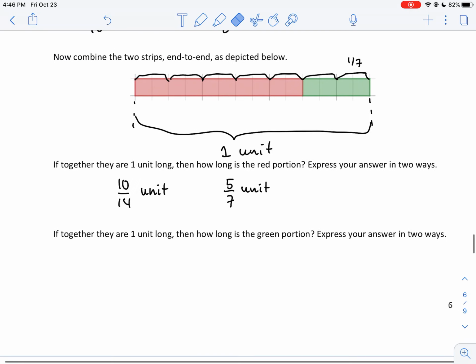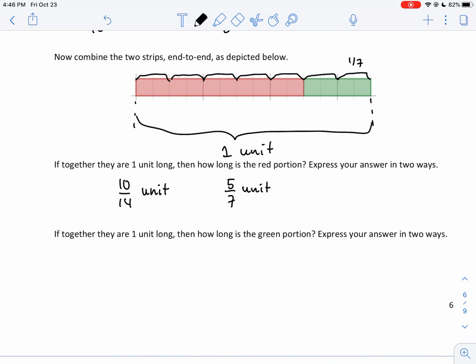And if together they are 1 unit long, then how long is the green portion? Well, let's use the image that's currently here. The green portion is 2/7 of the entire unit. So 2/7 is one answer. And the other answer is, if I double both of those, it's going to be 4/14.